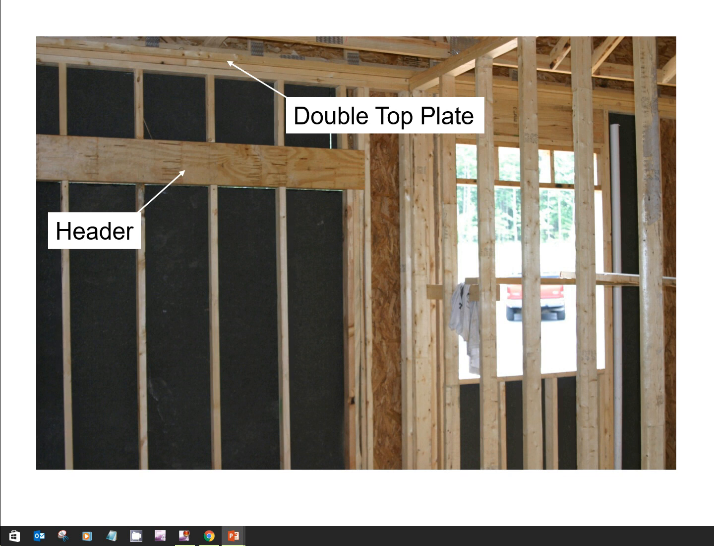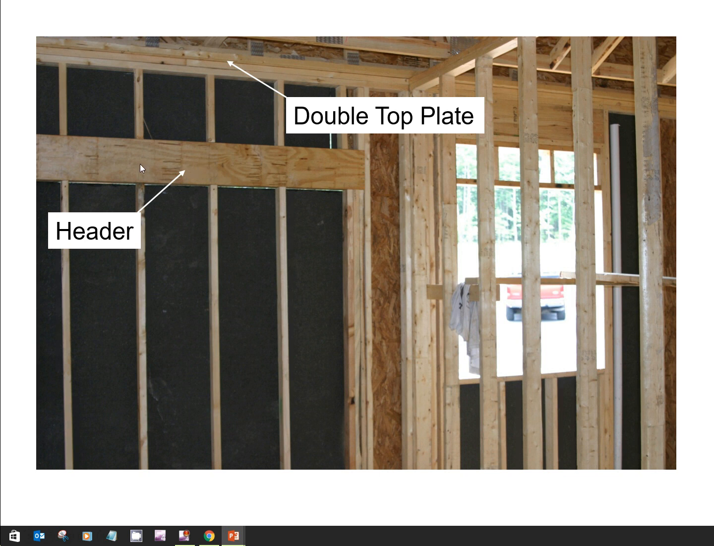So here's a picture from a house that I toured once while we were doing some work. These are wall studs. They go from the floor up to either the bottom of the second floor or the bottom of the roof. They're called studs. And around the top, you have what's called a double top plate. And we use two of them. And at the corners, they overlap and intersect each other.